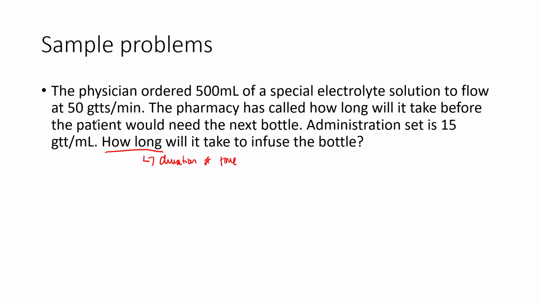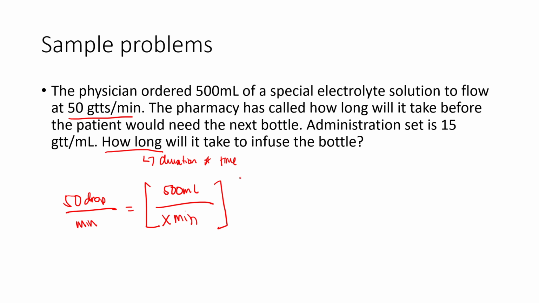So you have your 50 drops per minute. This is your infusion rate, drops per minute. You have your volume, which is 500 ml. What is missing is time. Let's put it in minutes so it can be easily cancelled out. And the next one is your drop rate from your administration set. It is 15 drops per ml.